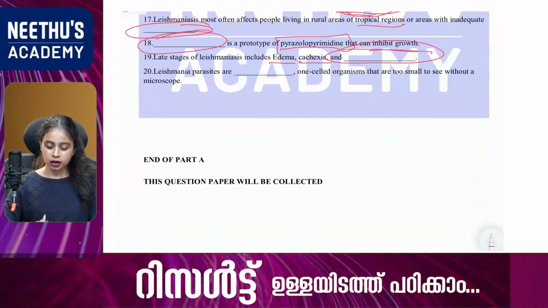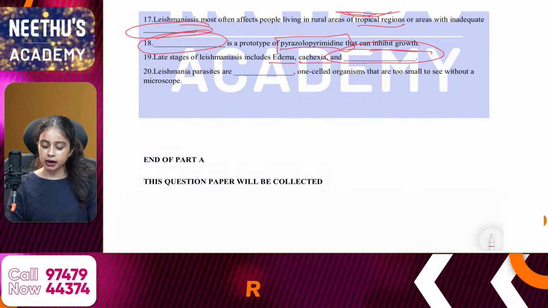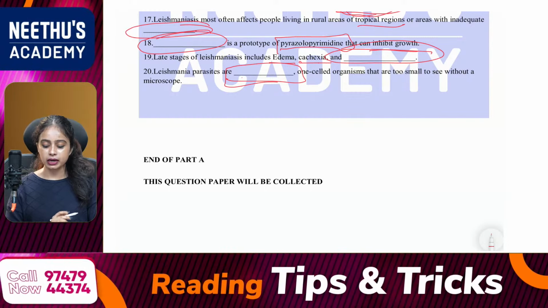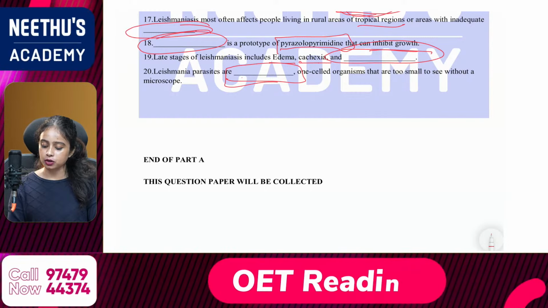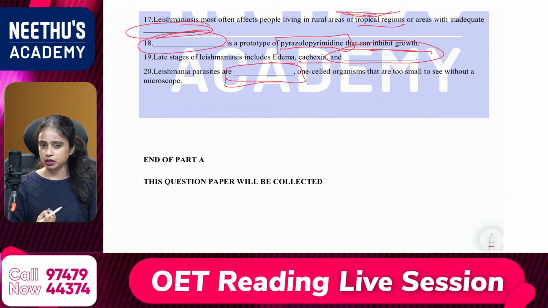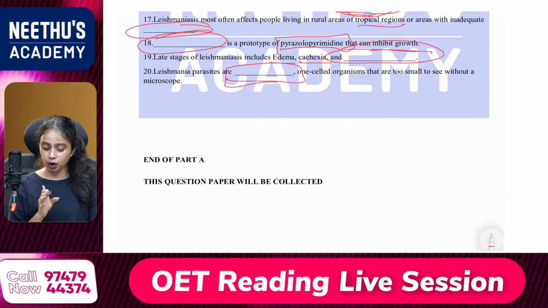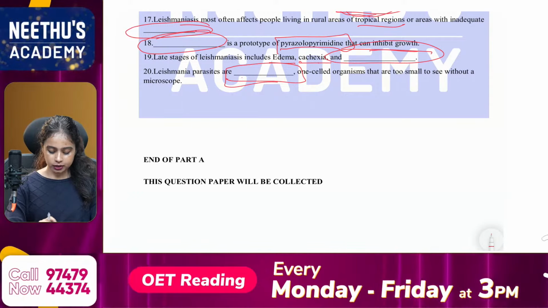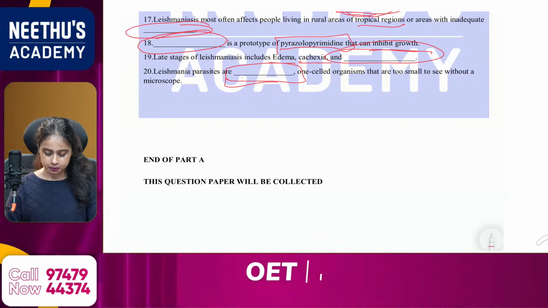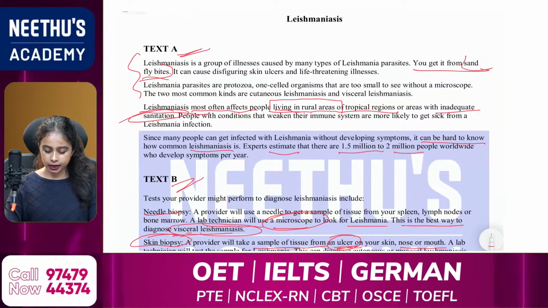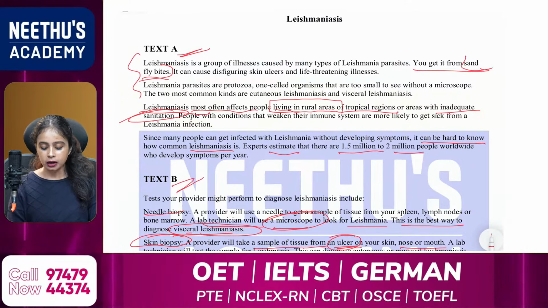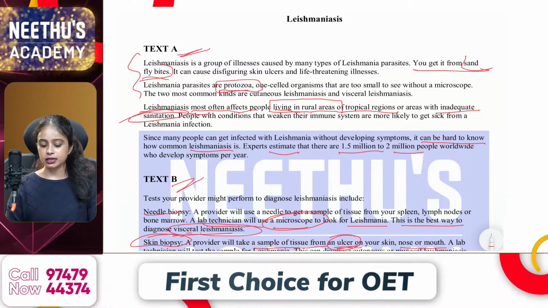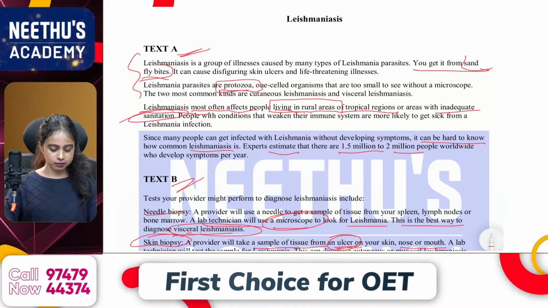Yes. So the final question. Leishmania parasites are dash. Okay, one-celled organisms that are too small to see without a microscope. So without a microscope, we can't see these parasites. So which parasites? Okay, so that is protozoa, which is from text A. See, Leishmania parasites are protozoa. So that is protozoa. Okay, so yes.